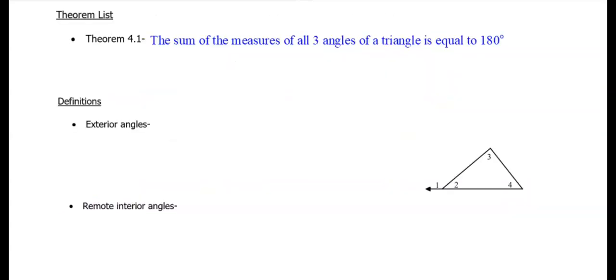Now, the theorems we're going to talk about, the first one is something you're already familiar with. It says the sum of the measures of all 3 angles of a triangle is equal to 180 degrees. Go ahead and write that out. Use any symbols or notation that might shorten it up for you. That's fine.